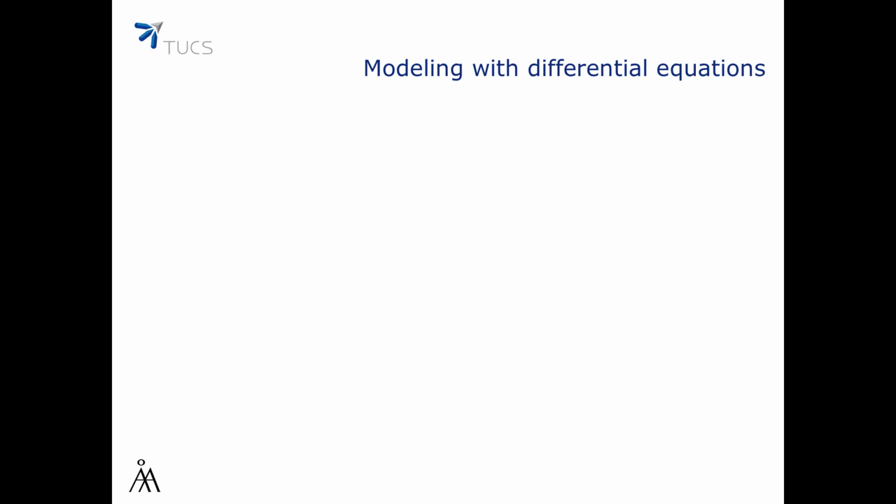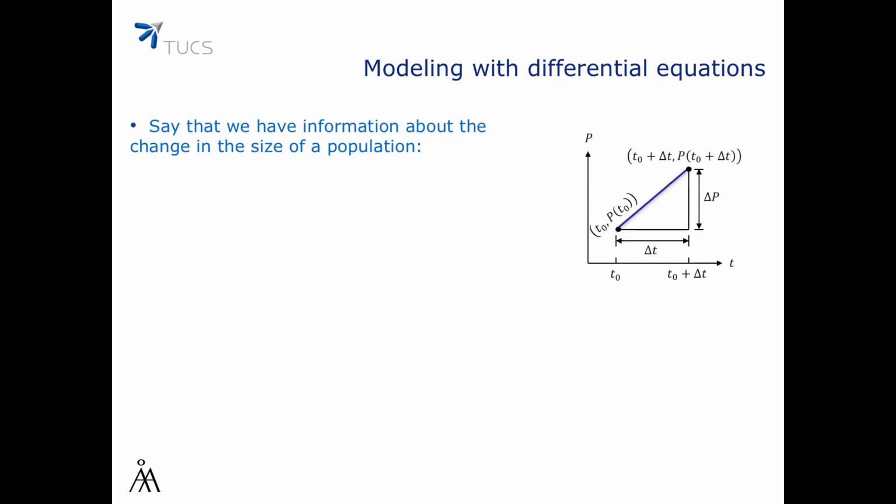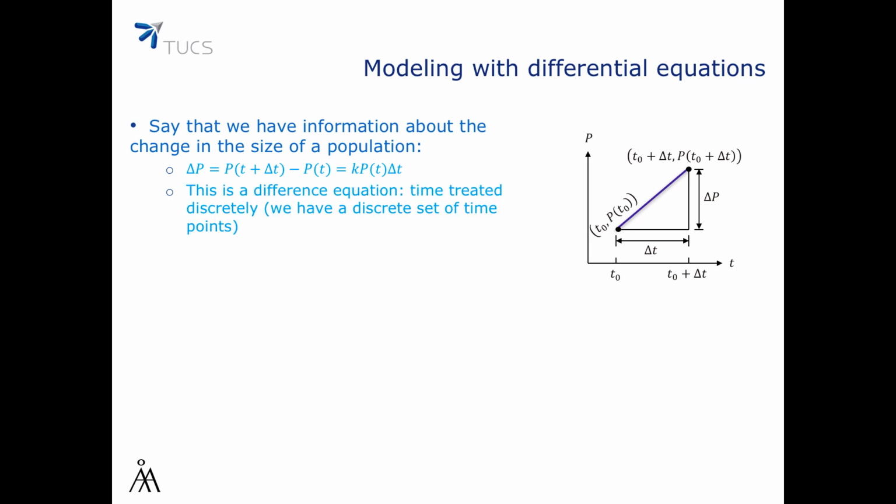Here is an example. Let's say that we have information about the change in the size of a population and that it can be written as delta p, the change, is the difference between the level of the population at time t plus delta t minus the level of population at time t. And let's say that we know it's proportional to what we have at time t, so it's going to be k times p of t times delta t. This is a difference equation. Time is treated discretely. We only have a discrete set of time points.